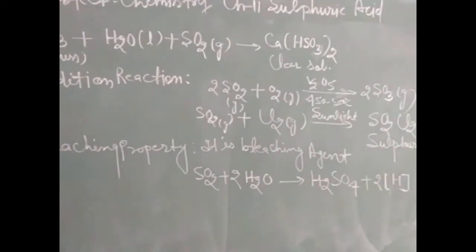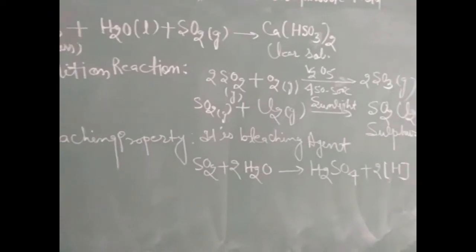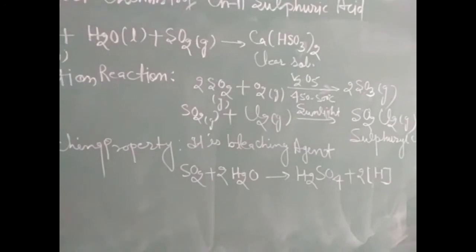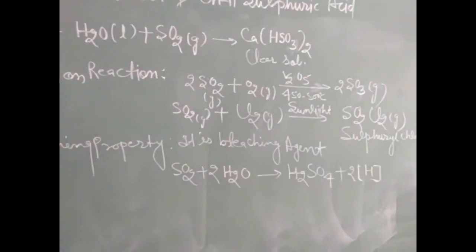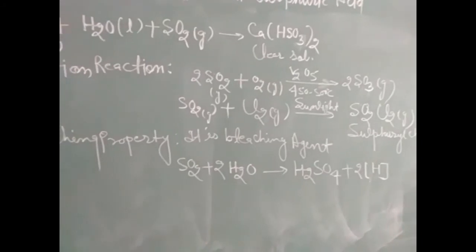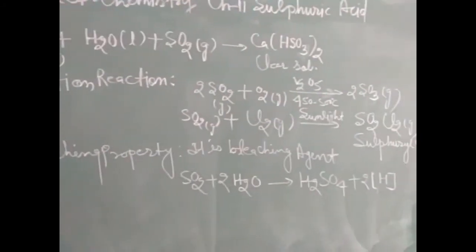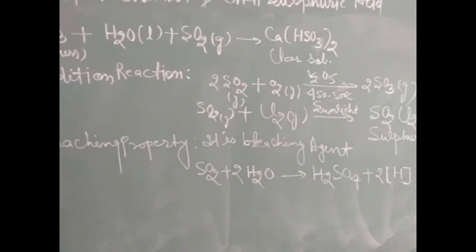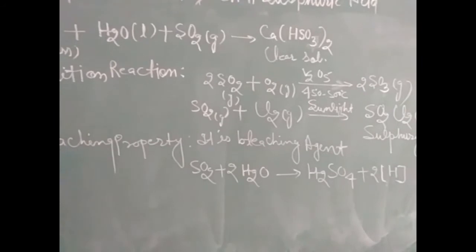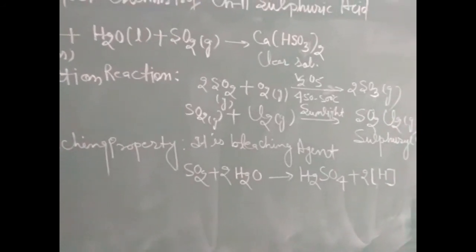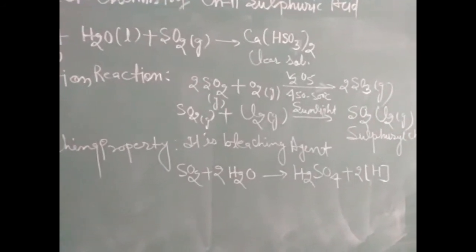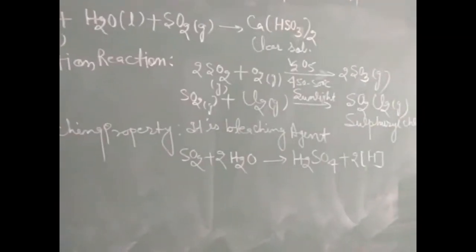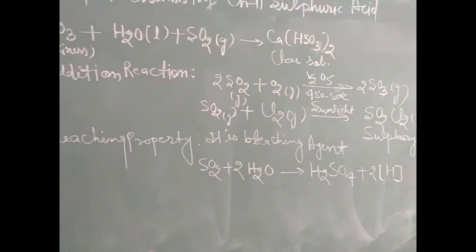When sulfur dioxide is passed in moisture-containing substances like vegetables, it decolorizes them and forms sulfuric acid and nascent hydrogen. This nascent hydrogen is responsible for vanishing the color of vegetables or any mixed color material and making it colorless, and it acts as a reducing agent. Now this topic of sulfur dioxide has been completed.